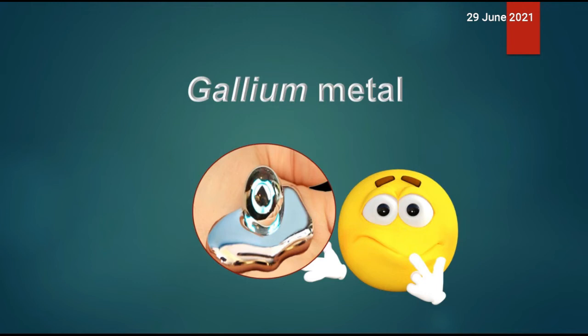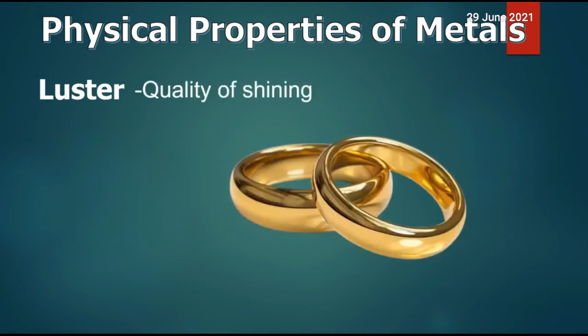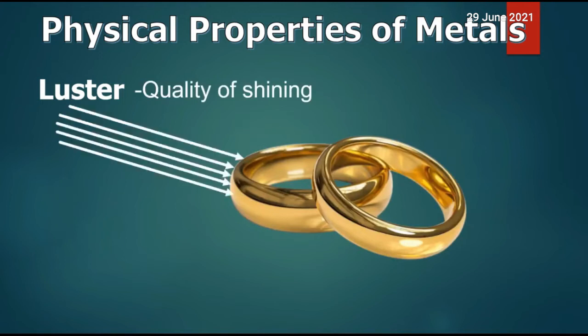The next property is luster. And what do you mean by luster? By luster we mean a quality of shining, and you all know gold shines, silver shines. And why do they shine? Because they reflect light better than other materials, other substances, and the reflections are regular reflections. And when there is a regular reflection, there is a shining.